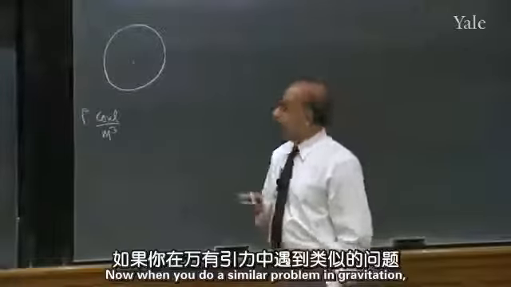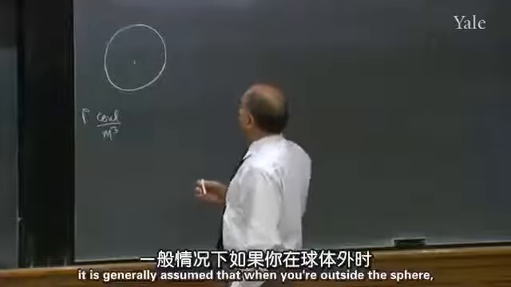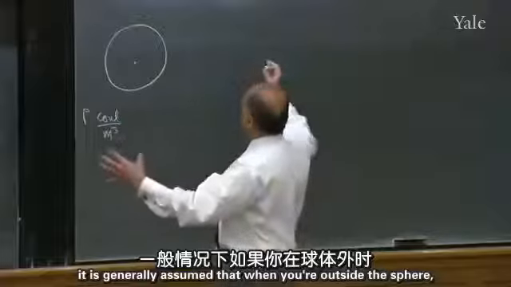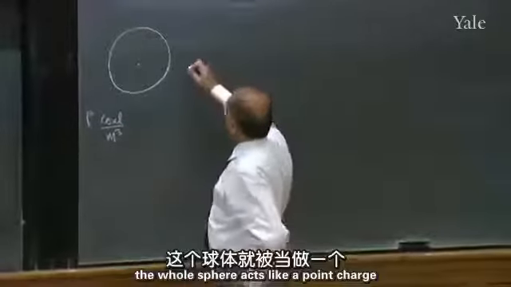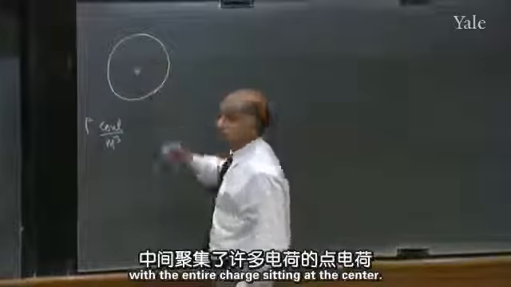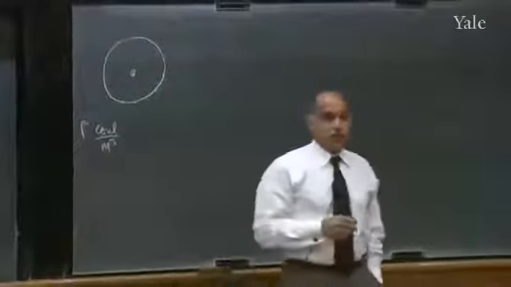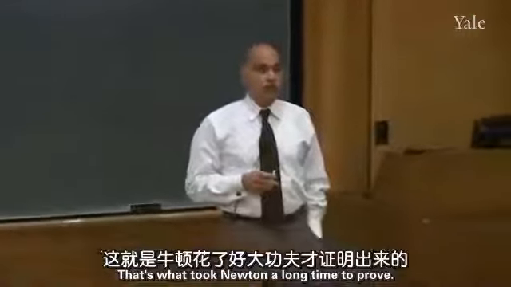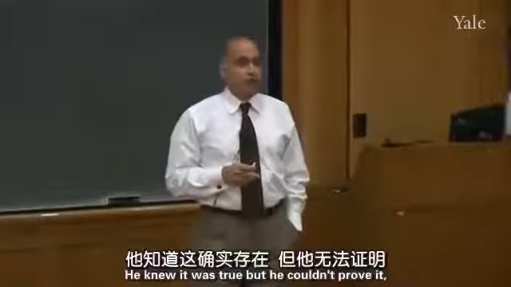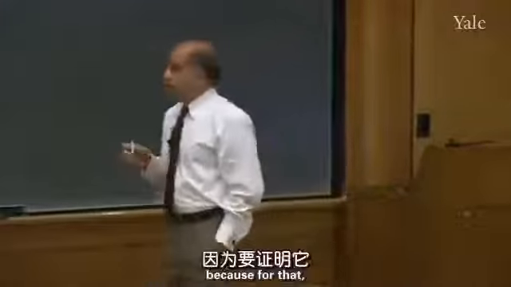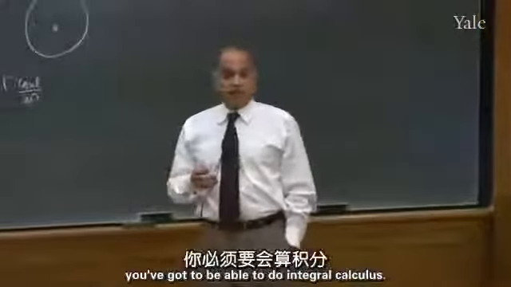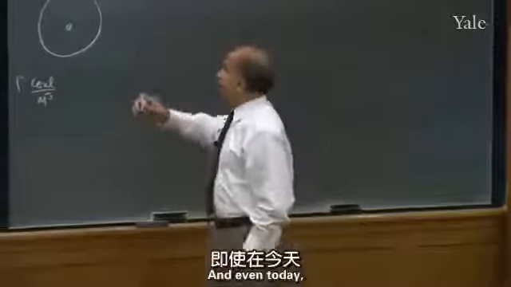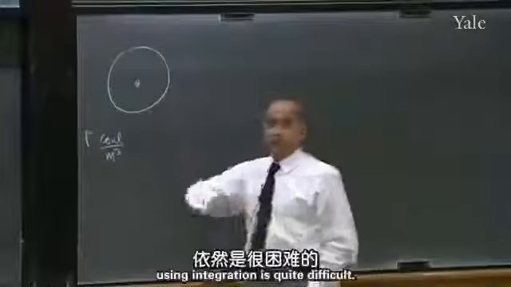Now, when you do the similar problem in gravitation, it is generally assumed that when you're outside the sphere, the whole sphere acts like a point charge with the entire charge sitting at the center. But you actually have to prove that. That's what took Newton a long time to prove. He knew it was true, but he couldn't prove it. Because for that, you've got to be able to do integral calculus. And even today, to find the field due to a sphere using integration is quite difficult.